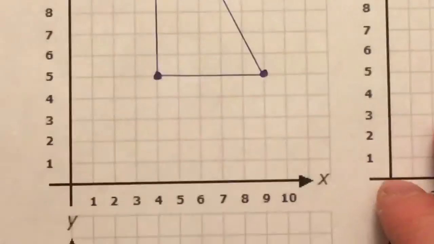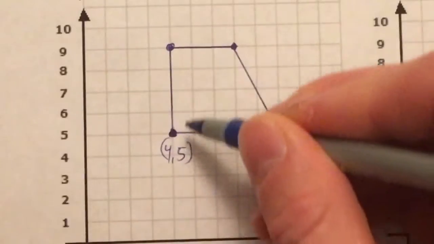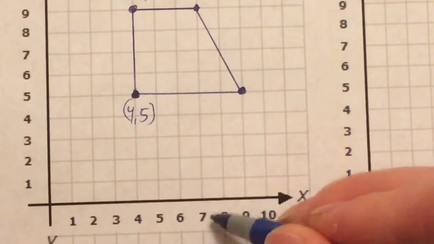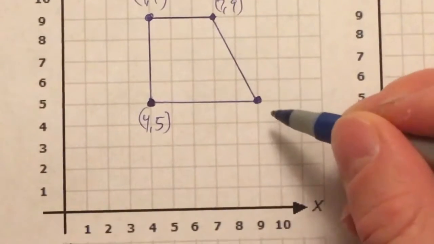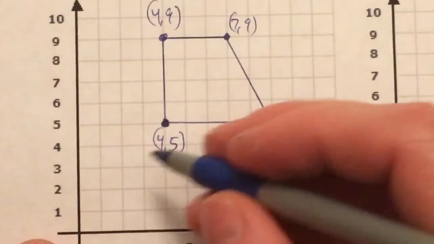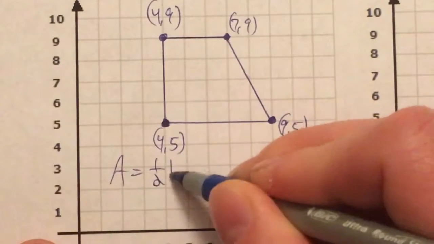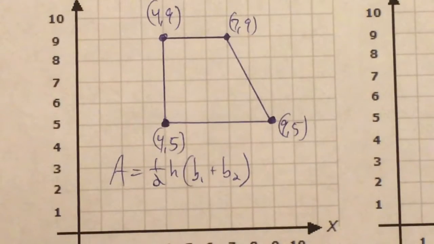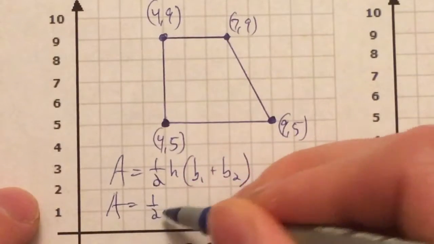Okay, so the coordinates would be (4, 5) there, (4, 9) there. This one, what is that, (7, 9) there, and then (9, 5) there, like that. Okay, so to find the area of this thing, this is a trapezoid. You can treat this 2 ways. One would be to say area is equal to 1/2 of the height times base 1 plus base 2. That's the area equation for a trapezoid, and students are given that. It's good to memorize it, but they don't technically have to.